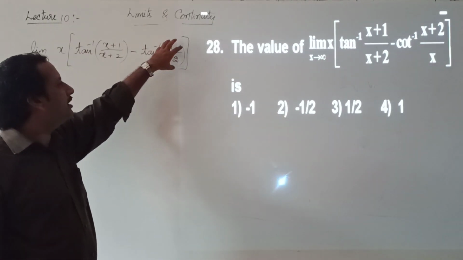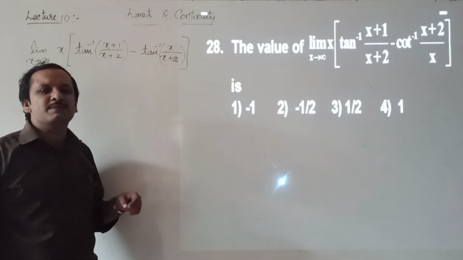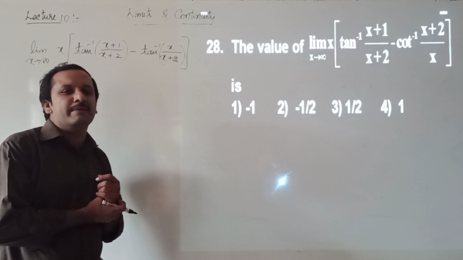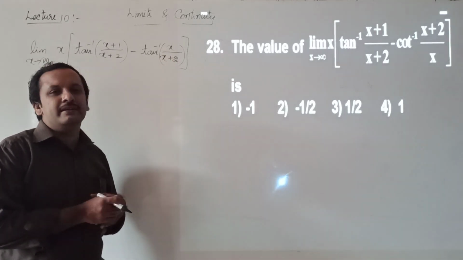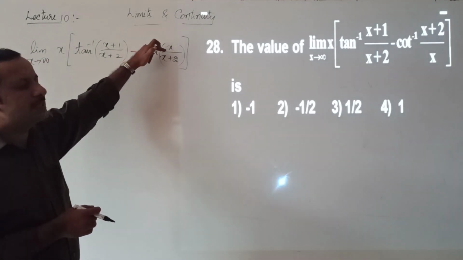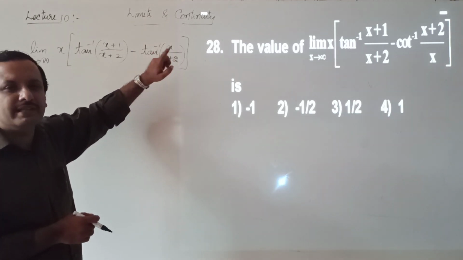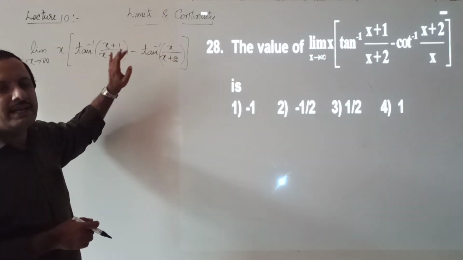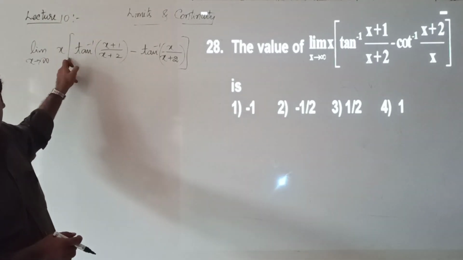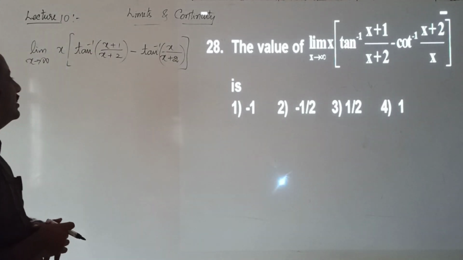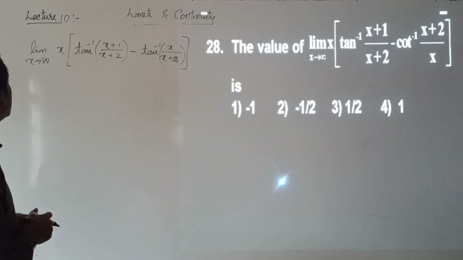And what happens here? Let us concentrate on this factor x/(x+2). As x tends to infinity, they both are polynomials of the same degree, hence the value of that limit will be equal to the coefficient of the highest power of x in the numerator divided by the coefficient of the highest power of x in the denominator, which is 1 by 1, that is 1. So this will give you tan inverse 1, which is π/4, here also π/4. π/4 minus π/4 is 0. Here infinity is there. Infinity into 0 is an indeterminate form. And I cannot use L'Hospital's rule either. So what else can we do?